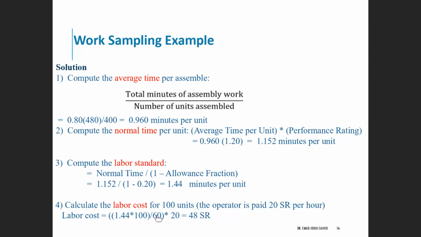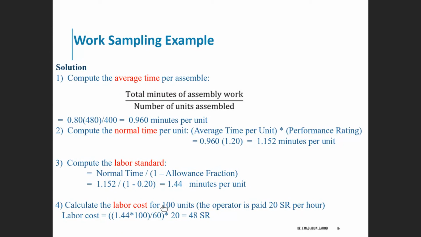Again, how do we find the labor cost? We have the labor time standard, 1.44, and we have 100 units we want to produce. So how do we calculate the cost? We multiply the 1.44 times the 100 units, and that will be the time to produce those 100 units, in minutes.